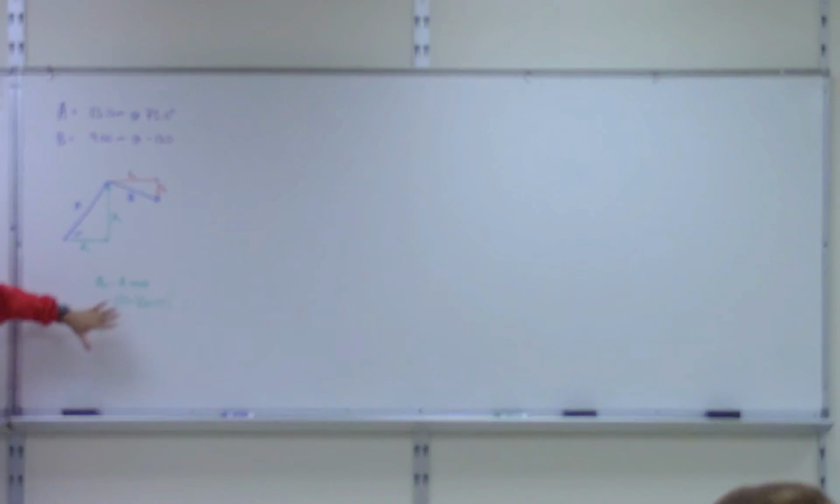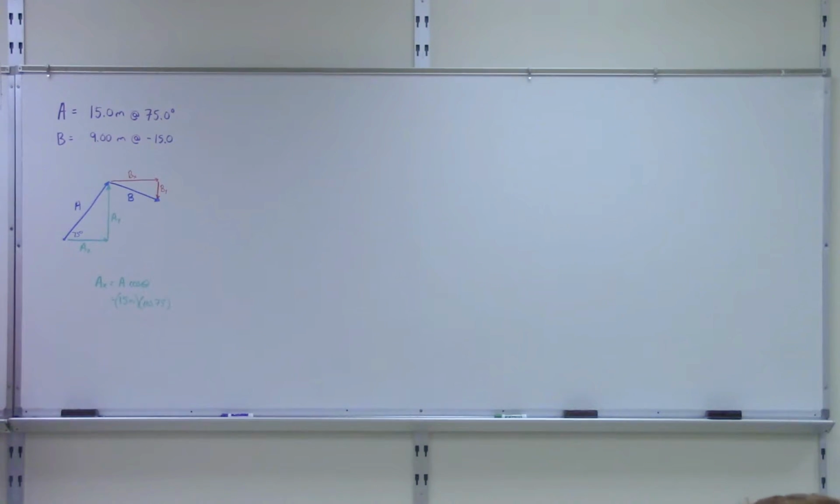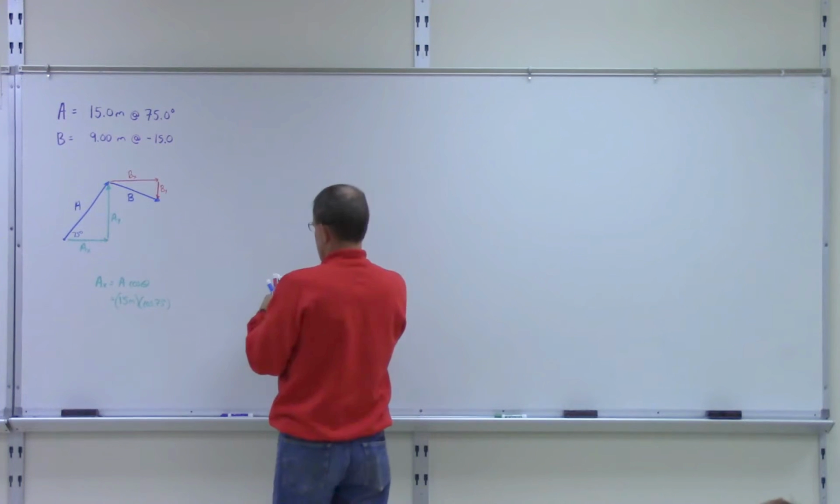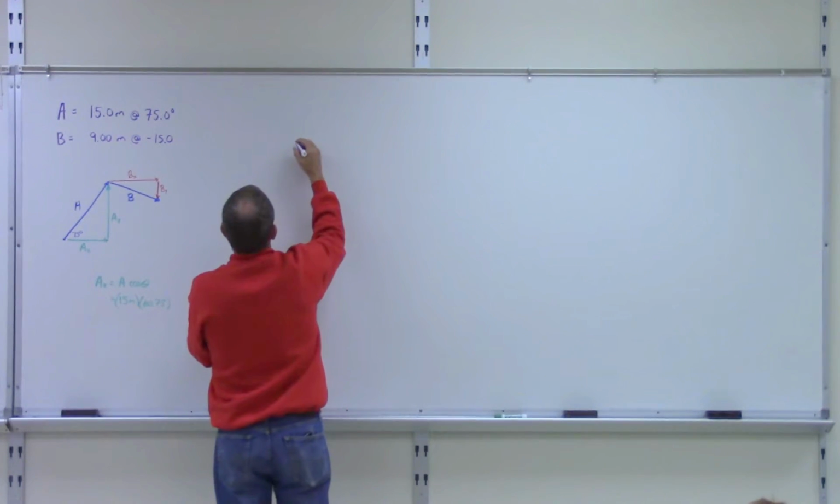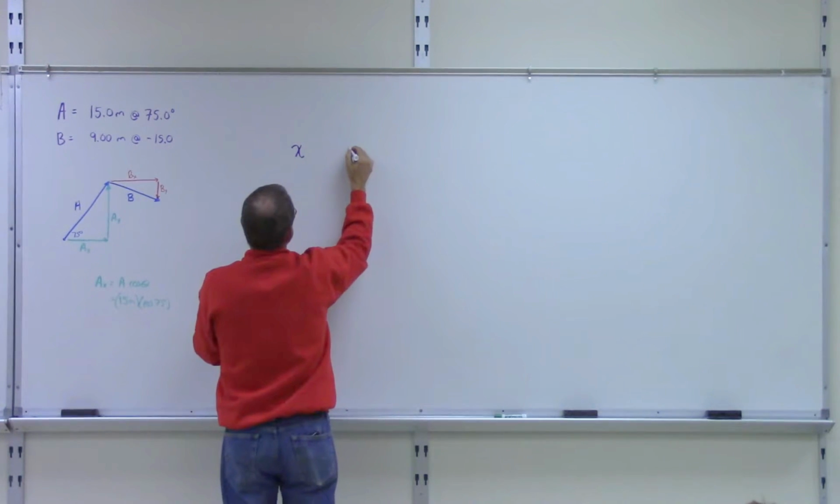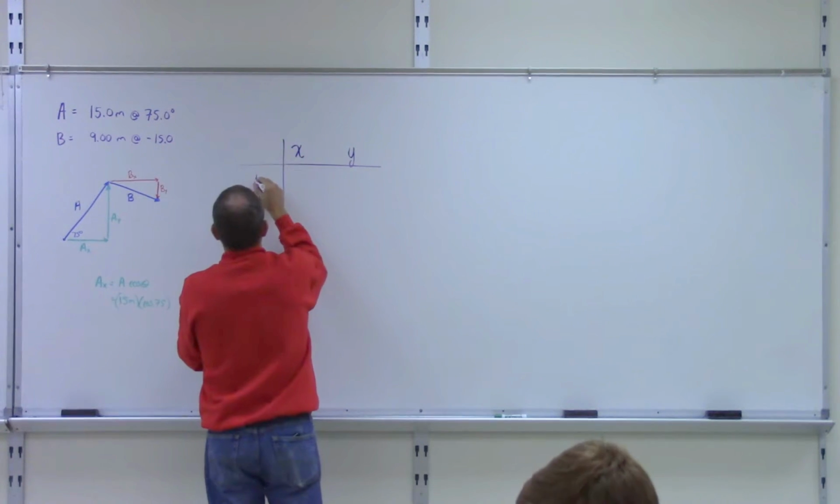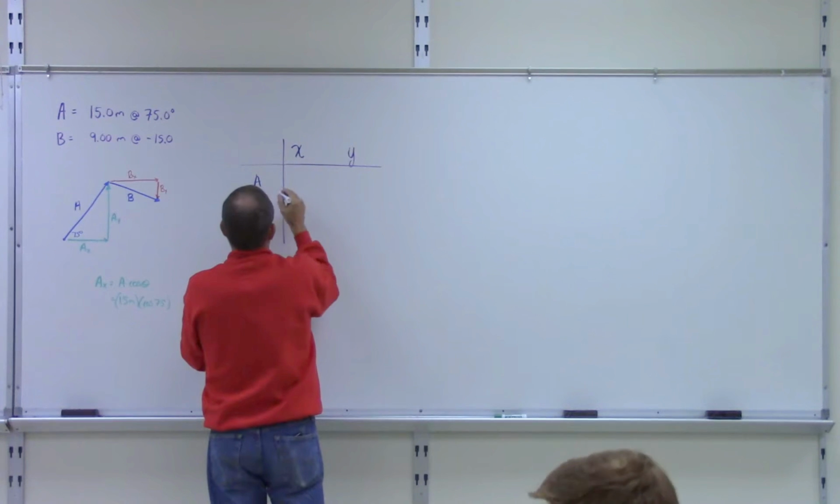I don't really want you to spend a whole lot of time doing this because it's the same all the time. What we're going to do is we're going to make a table of our results, because that's what we're after. So I'm going to make a table. I'm going to find the x and the y component for vector A and for vector B.